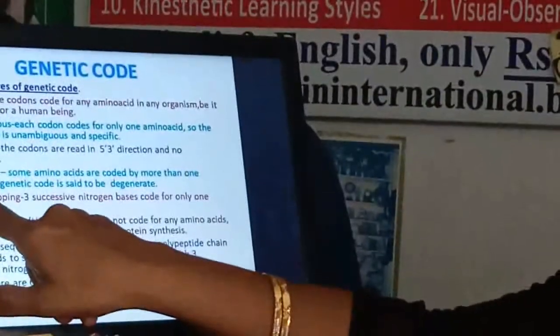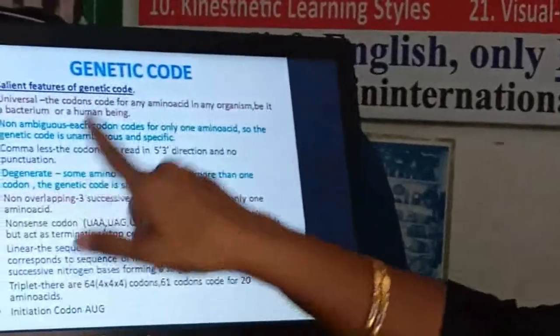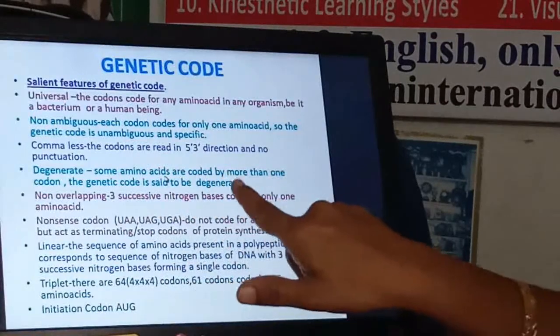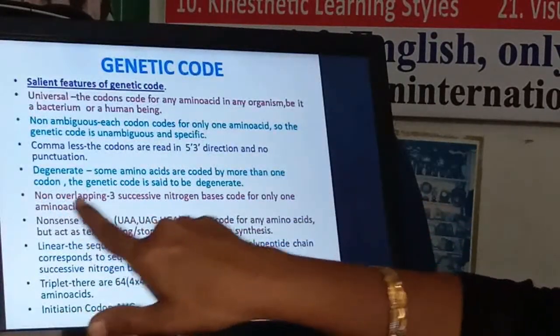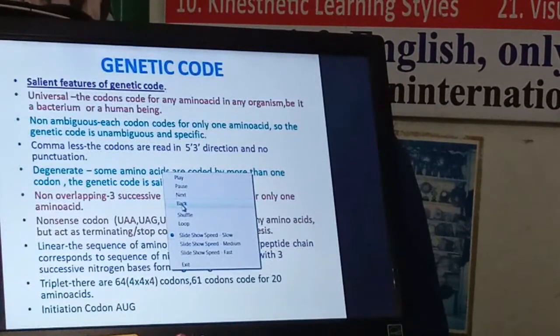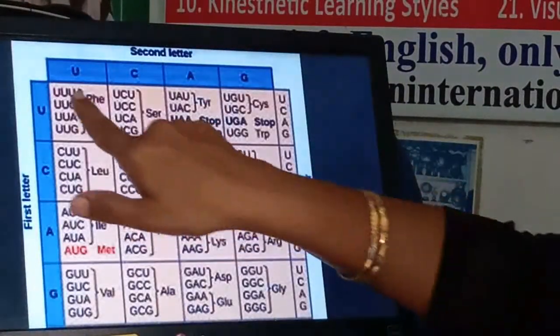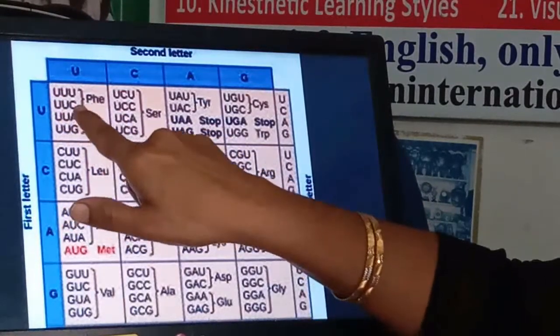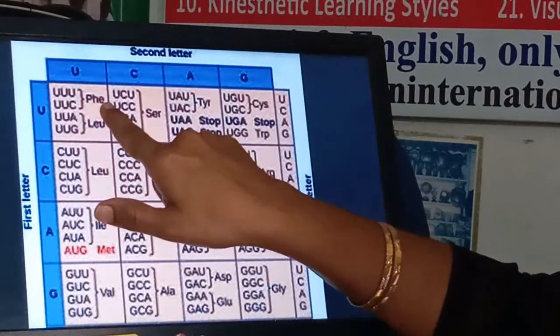Next salient feature is degenerate. Genetic code is degenerate, which means some amino acids are coded by more than one codon. The genetic code is said to be degenerate. For that, just see once again here. UUU also codes for phenylalanine and UUC also codes for phenylalanine.